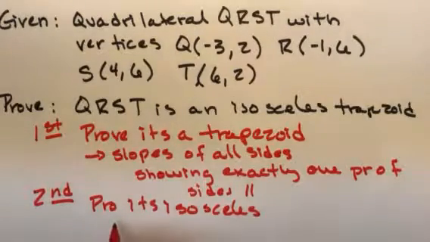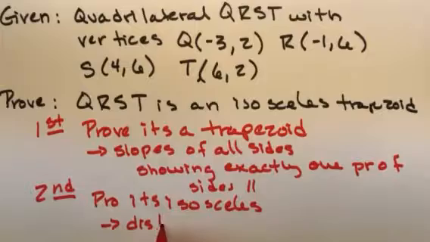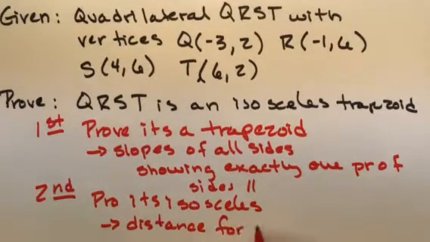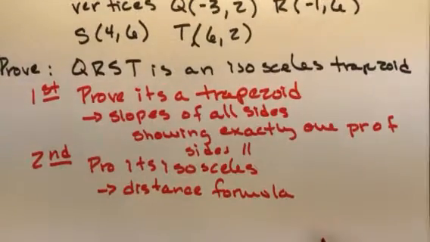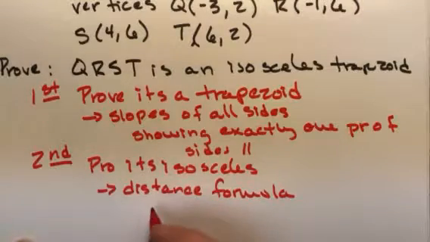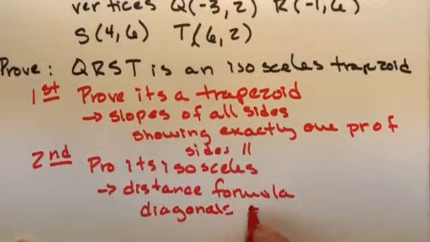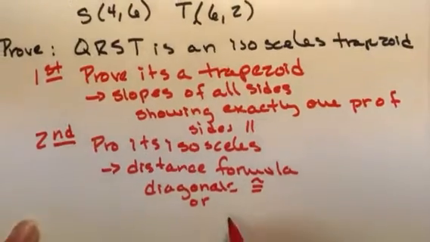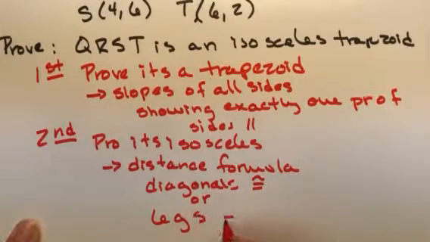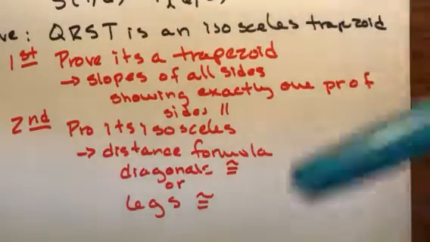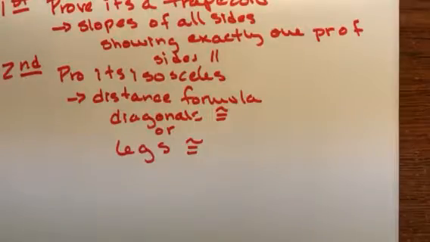I can do that with the distance formula. Either I can show that the diagonals are congruent, or I can show that the legs are congruent. That's my choice. So those are the 2 steps. And then at the end, be sure to state what you have proven. Okay. So I don't have to draw a picture of this, although I could if I wanted to.